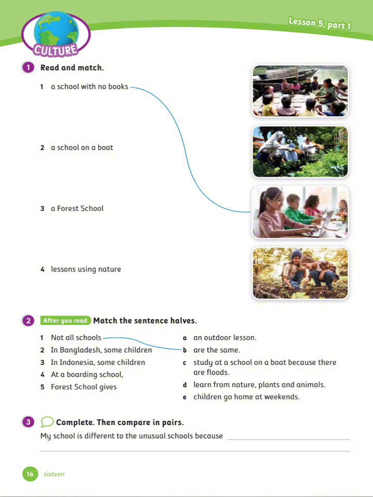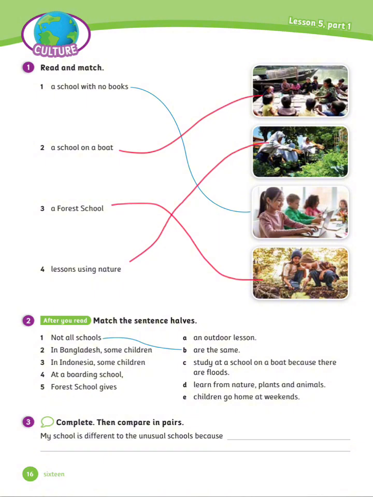Lesson 5, Part 1. Exercise number 1. Read and match. In this exercise, we will match the sentences with the pictures. Let's see the answers. Number 1. A school with no books. Number 2. A school on a boat. Number 3. A forest school. Number 4. Lessons using nature.